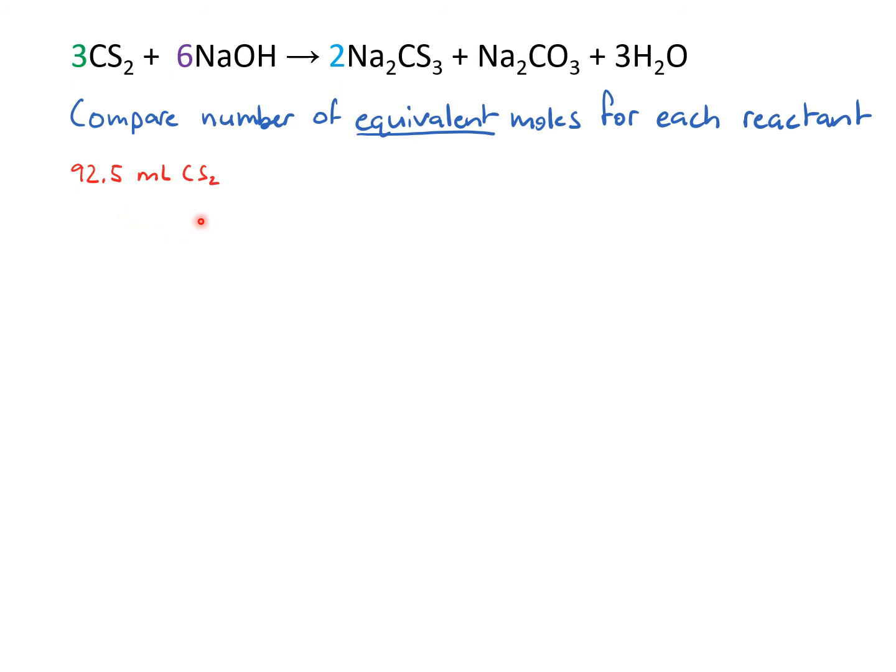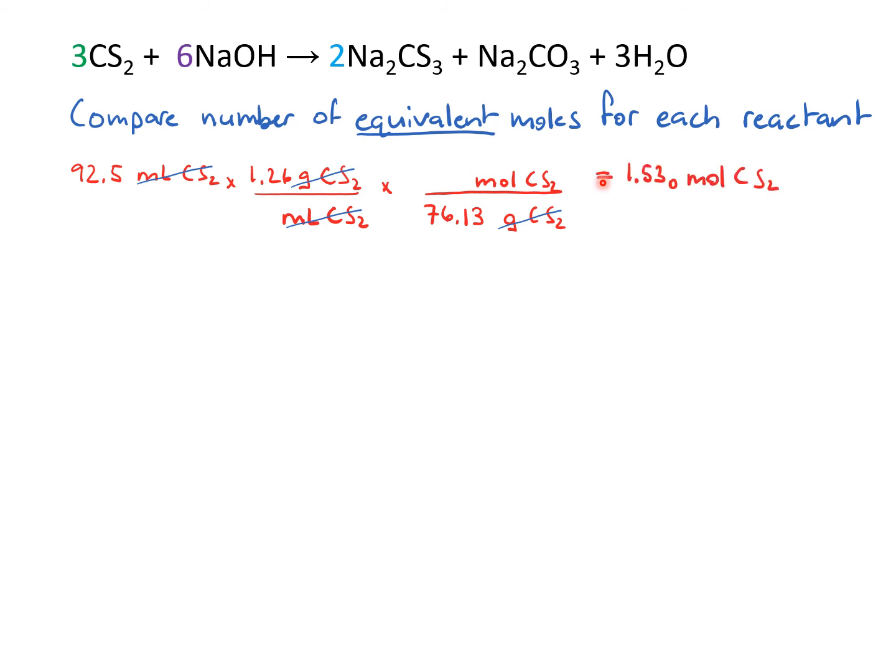Starting with the volume of carbon disulfide, which is 92.5 mL, we would then use the density to convert this to mass of carbon disulfide, and we were given the density as 1.26 grams per mL. You can see here that multiplying by the density allows us to cancel the volume in mL, leaving us with mass of carbon disulfide in grams. Next, we can convert mass to moles using the molar mass. So dividing by the molar mass, we can cancel the grams of carbon disulfide, leaving us with the moles of carbon disulfide. Multiplying this out in our calculator gives us 1.53 moles of carbon disulfide.